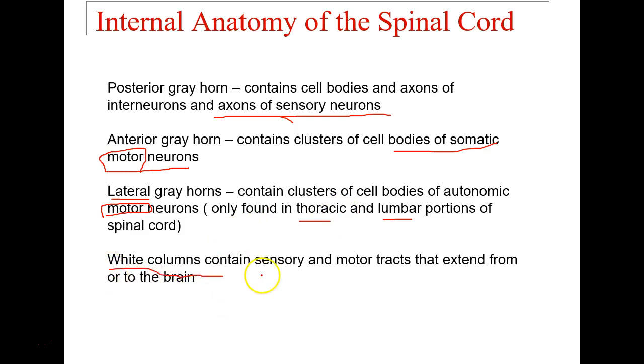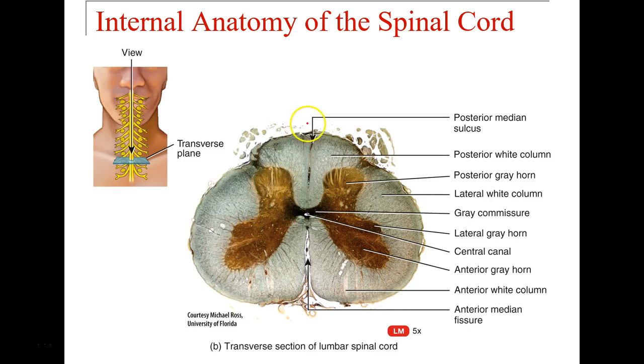White columns will contain sensory and motor tracts that extend from or to the brain. So here we can take a quick look. This is going to be a white column, the posterior white column. So this is going to be tracts moving to and from the brain. Mostly to, because it is sensory.